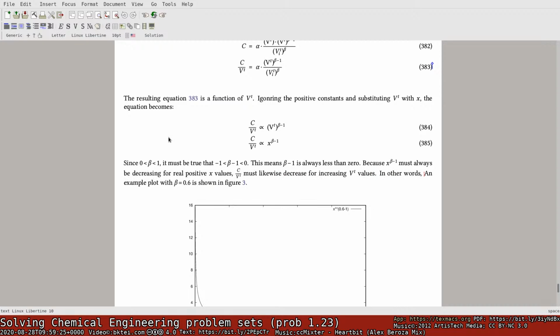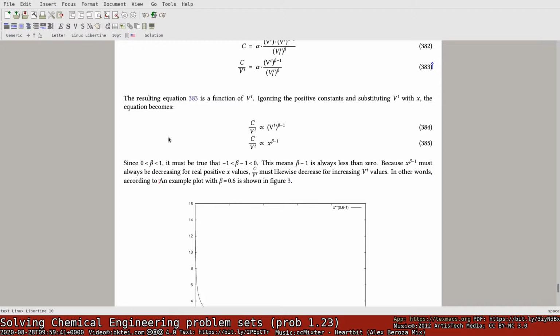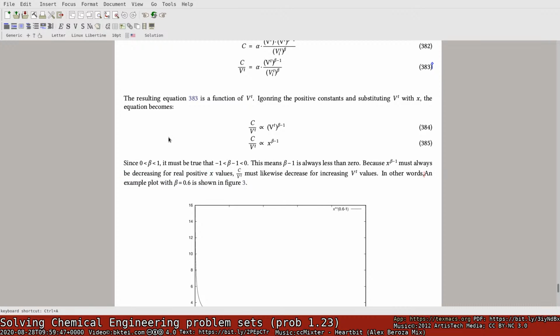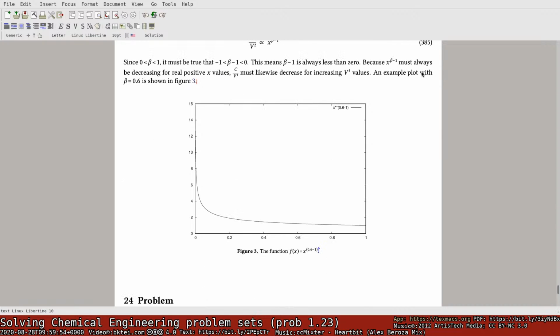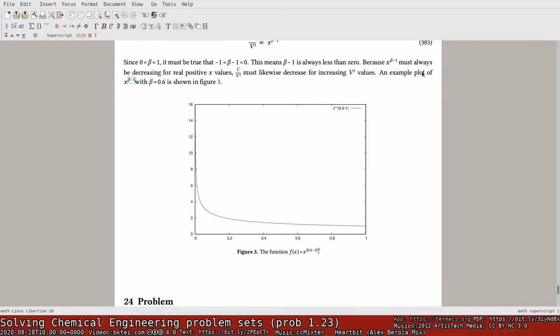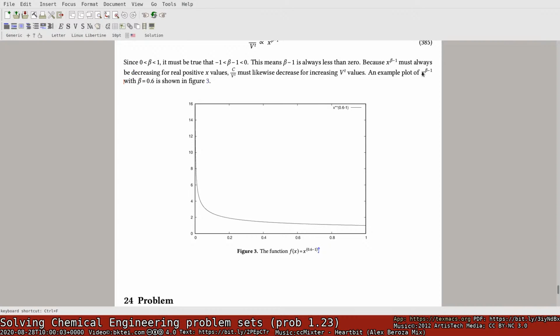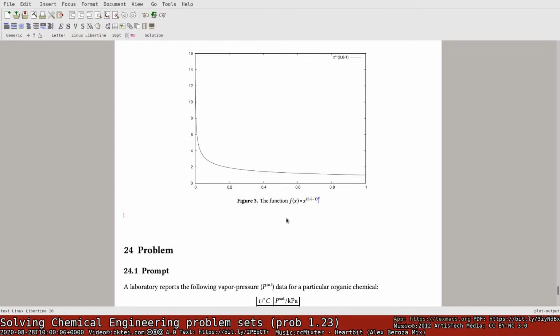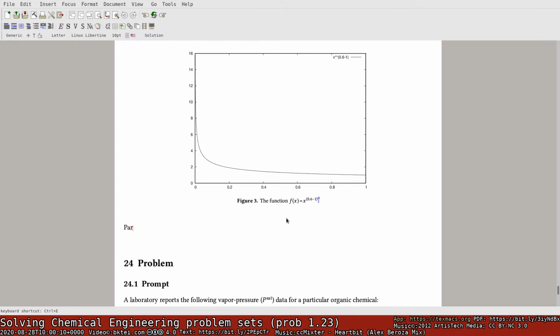In other words, the cost per unit volume of a piece of, in other words, according to the allometric equation, I guess I should put this there. Answer, part A answer.